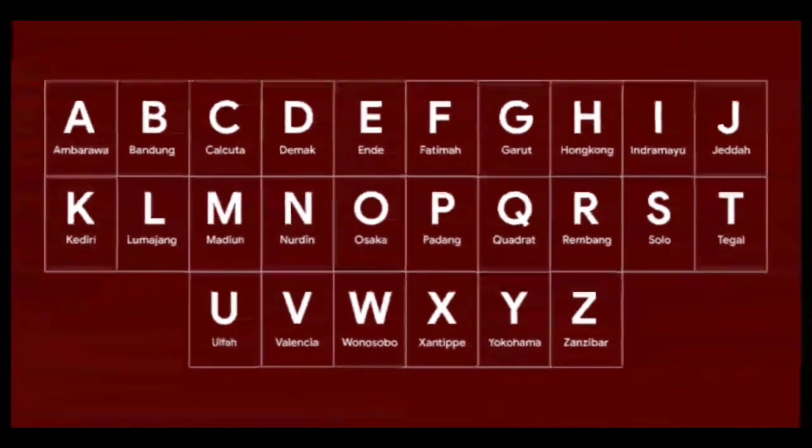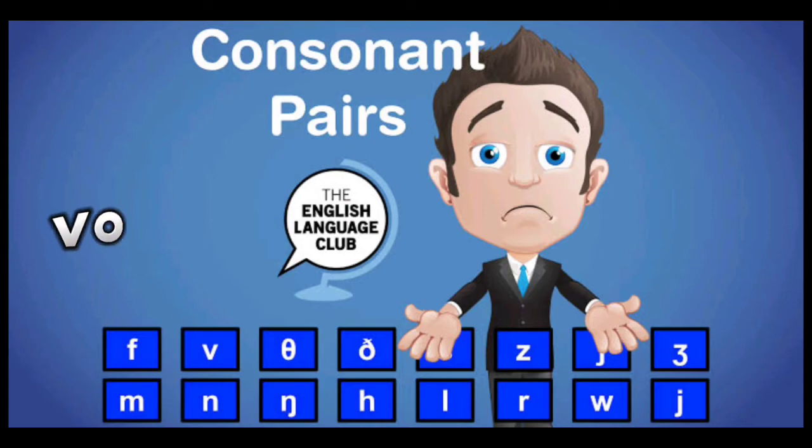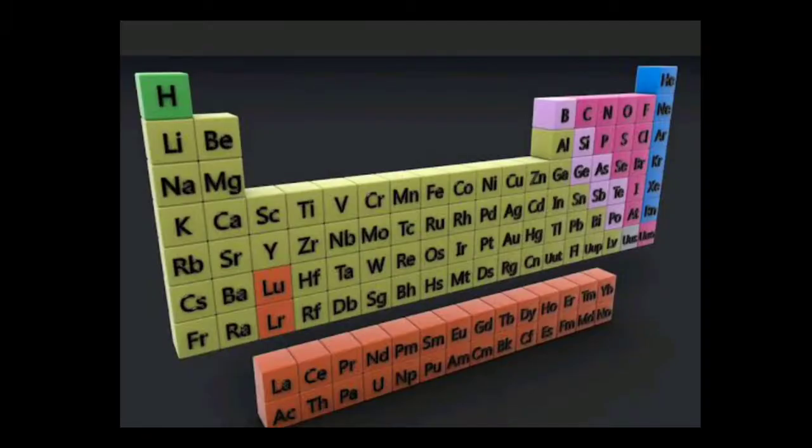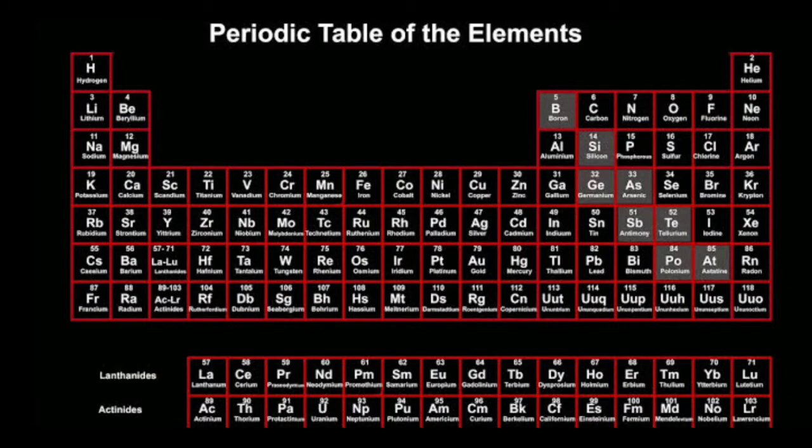Like English language, you have to bring a consonant and a vowel together to create a sound. The same thing is applicable to chemistry. We're going to see how we'll combine these letters together or combine these elements together to get what we want.